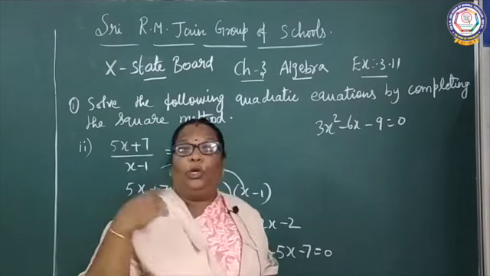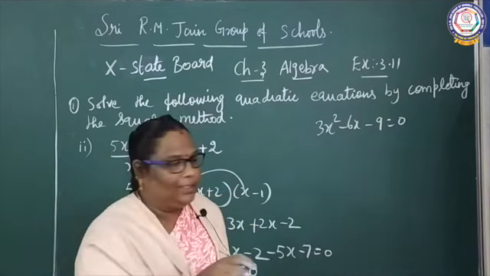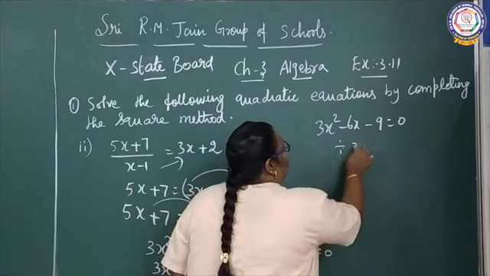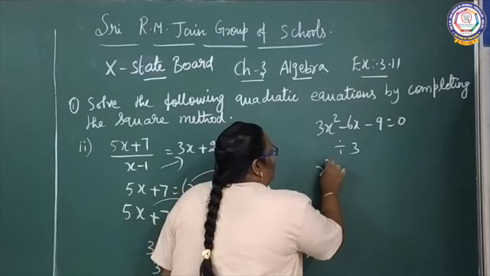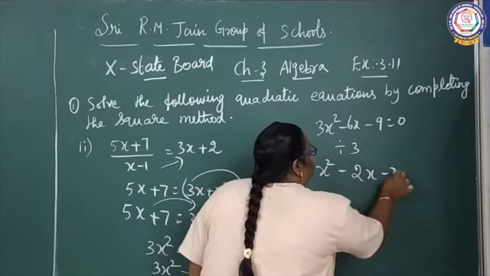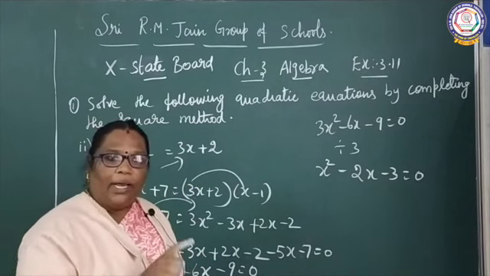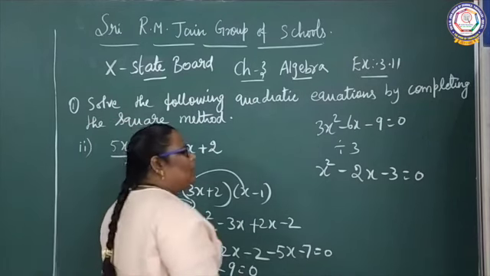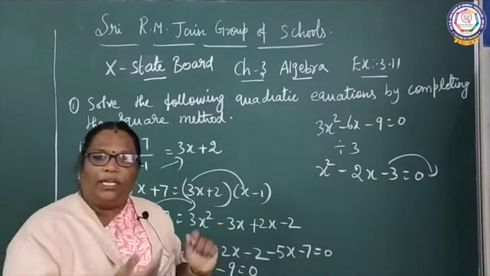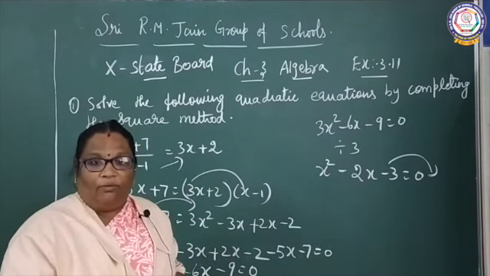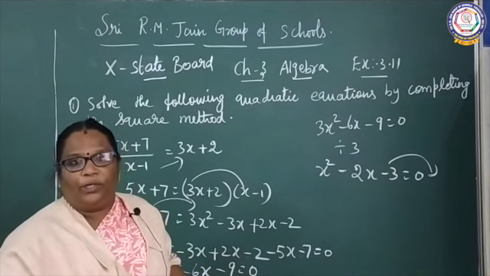Divide by 3. I told you in the previous sum itself, you can see the coefficient of x square. So, divided by 3, what is the answer you are getting? x square minus 2x minus 3 equal to 0. You can bring the constant to the other side. If you want, you can keep it on this side and do the sum as we have done in the previous sum. Or otherwise, you bring the constant to the other side.